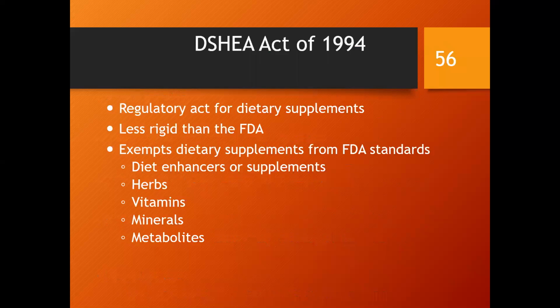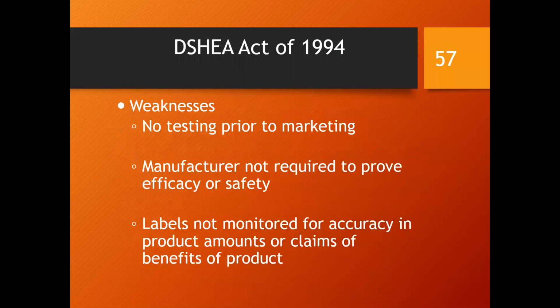All right, so the DSHEA, which is the Dietary Supplement Health and Education Act of 1994. The regulatory act for dietary supplements, okay, so they're less rigid than the FDA. It exempts dietary supplements from the FDA standards. So diet enhancers or supplements, herbs, vitamins, minerals, metabolites, they're all excluded from the FDA. Okay, so they may not be as safe, so to speak. They're not rigorously put through testing and things like that.